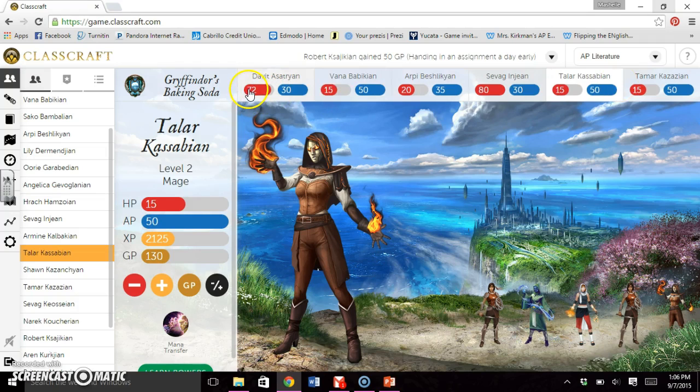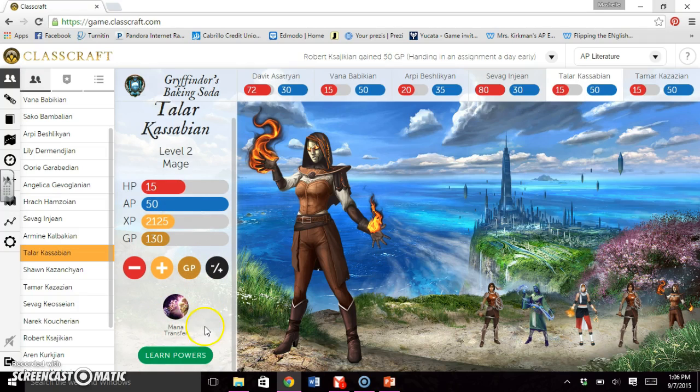Now, the red is their health points, so that's where they're doing health. You see that there are 4 people that are rather low on health on this team. The blue is the action points, so that's what you get to spend for your powers. So if we look here at Talar, we see that she's level 2, she's a mage, but she only has 15 health points and she has 50 action points. Now, this power here is what she can actually use to help her team out.